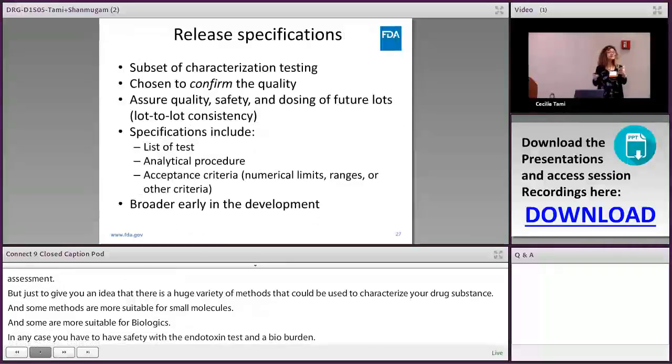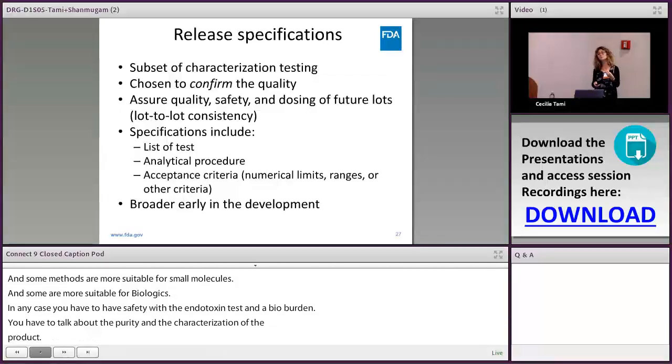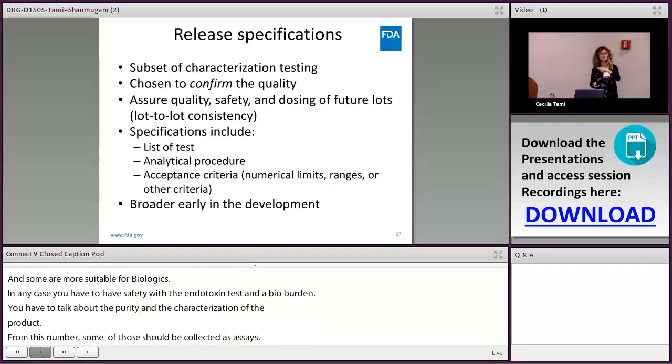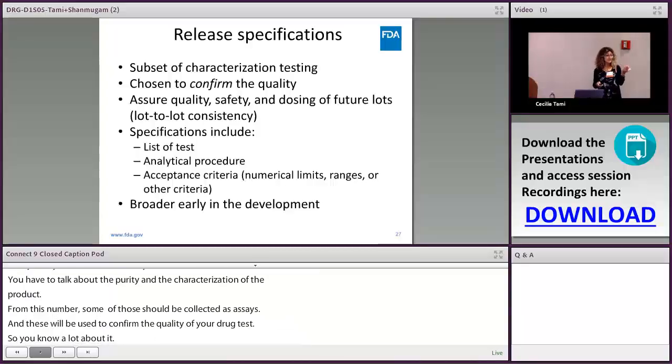From this whole big number of assays that you may use for characterization, some of those should be selected as release assays. And these are assays that are going to be used to confirm the quality of your drug substance. So you know a lot about it, but then you are going to identify what are the critical quality attributes of that drug substance that you want to control at release. So these should assure the quality, the safety, and the dose of future lots.